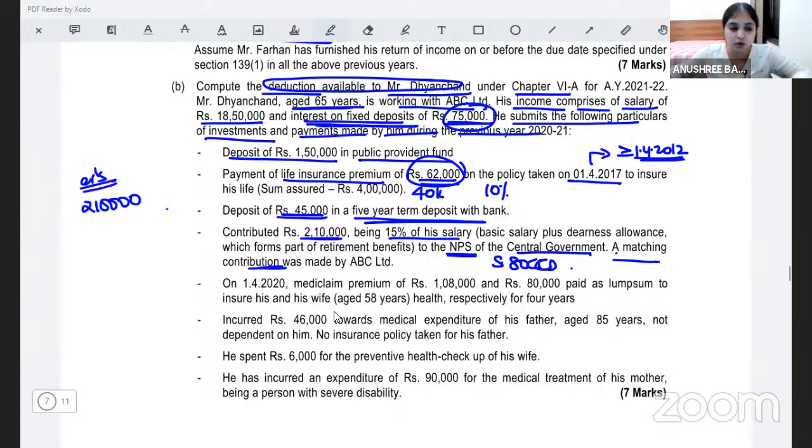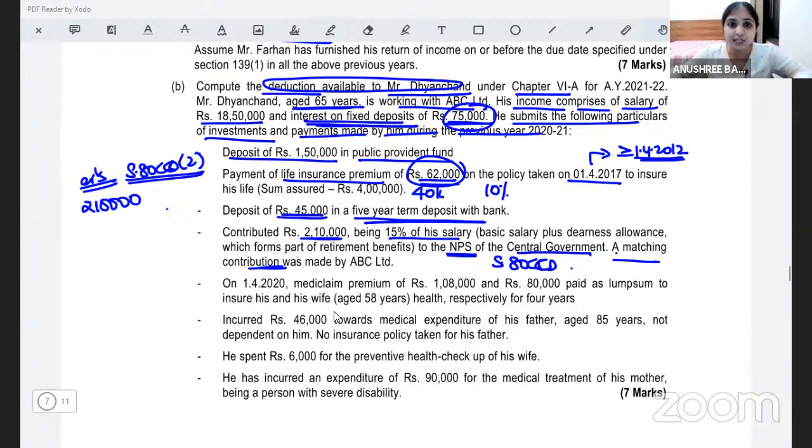This is the actual contribution. But what is the maximum deduction you will get? Maximum you will get only 10% of salary. Only for a central government employee, you get 14% deduction under subsection 2. We are doing 80CCD subsection 2. So 80CCD subsection 2, you will get 14% deduction only for a central government employee. Here, not a central government employee. So only 10% of salary you will get.